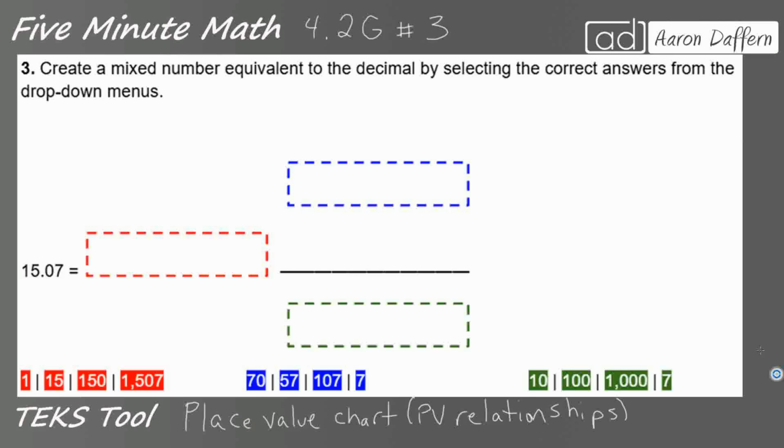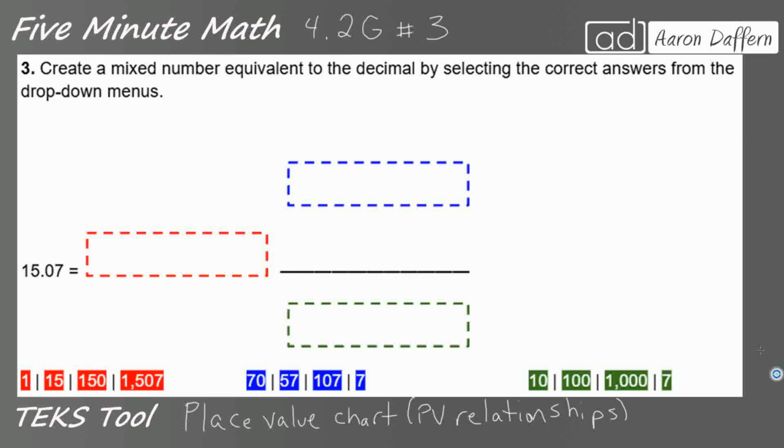Today we are looking at the TEKS tool, place value chart, working with place value relationships with a problem related to TEKS 4.2G, and we will solve it in 5 minutes or less. If you haven't done so already, please go ahead and take a moment to pause the video, work this problem out on your own, unpause it, and we will look at our answers together.